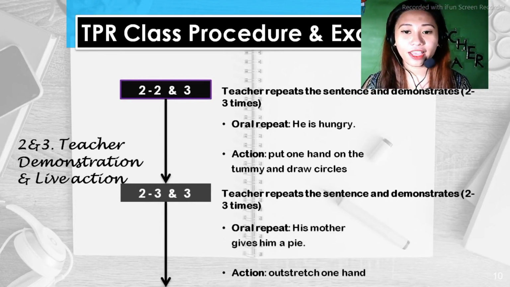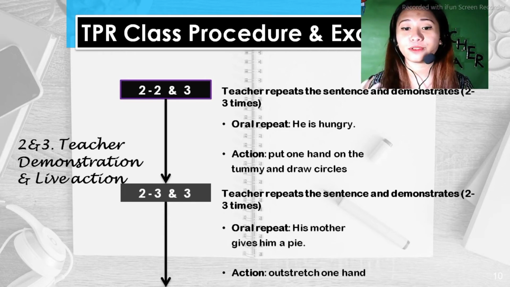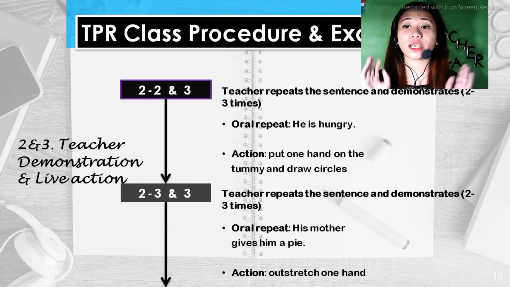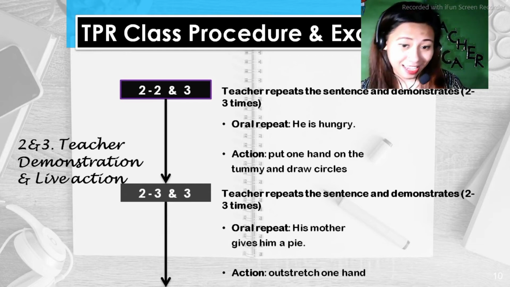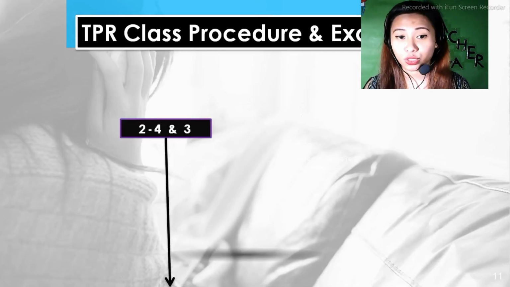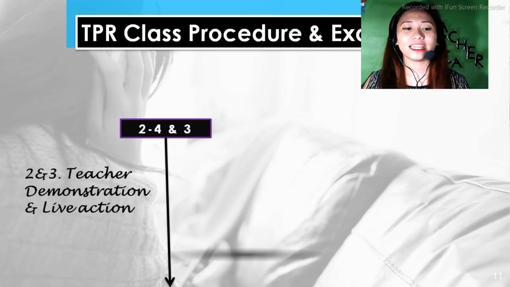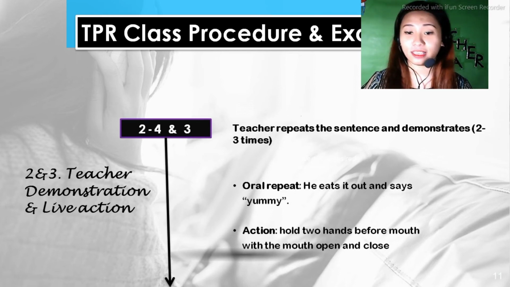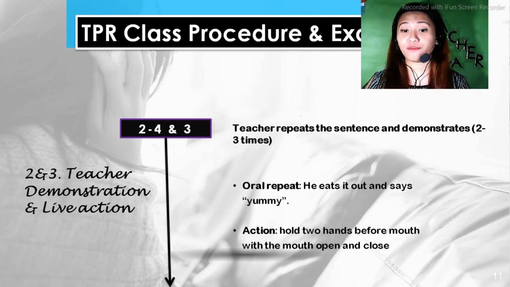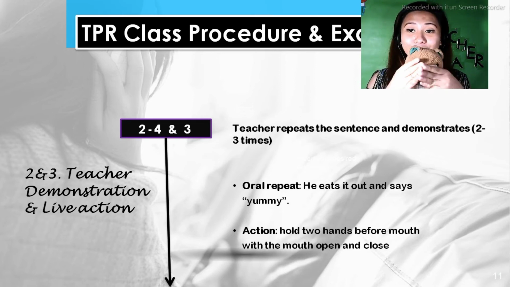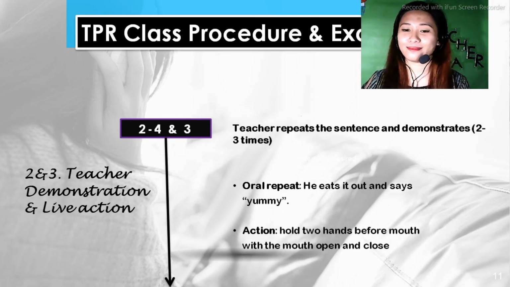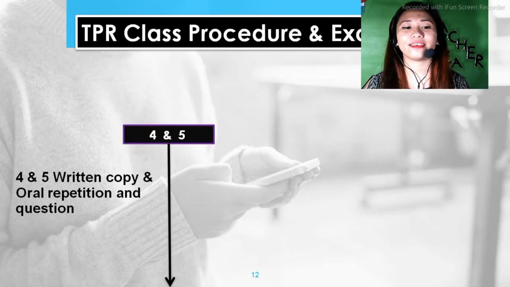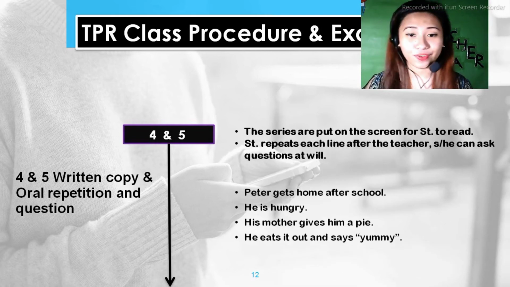Next, we have teacher repeats the sentence and demonstrates it 2 to 3 times. You can repeat it 2 to 3 times and your student will still understand and still pay attention to your lesson. Next, teaching demonstration and live action again. Teacher repeats, and yummy: put your 2 hands before your mouth, open and close. Yummy. Yummy. Yummy. Okay.